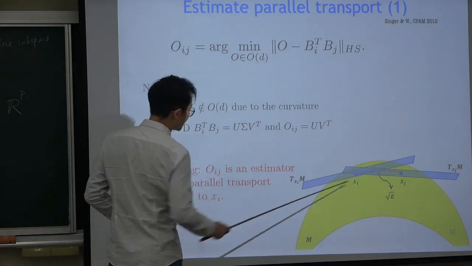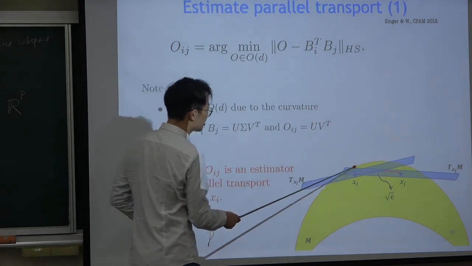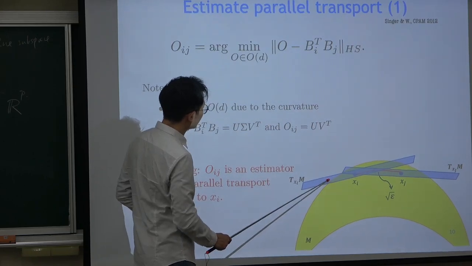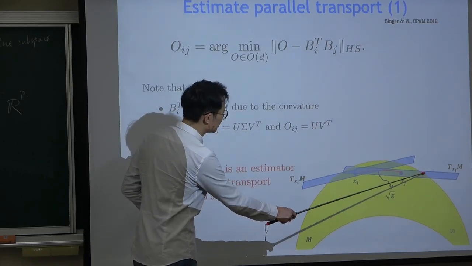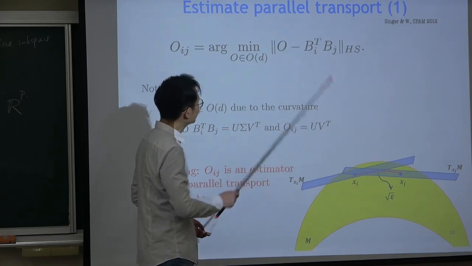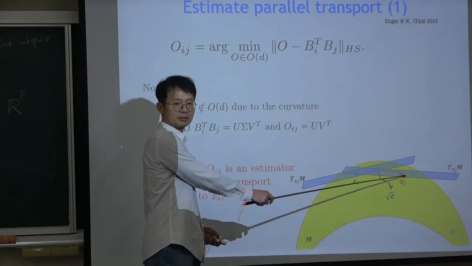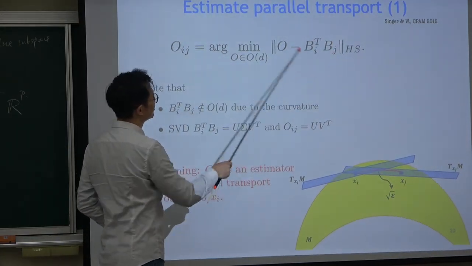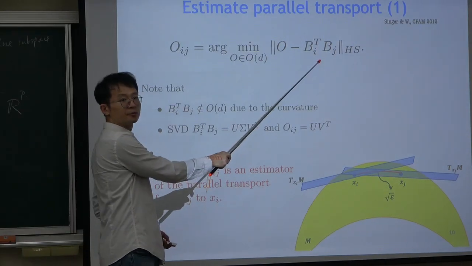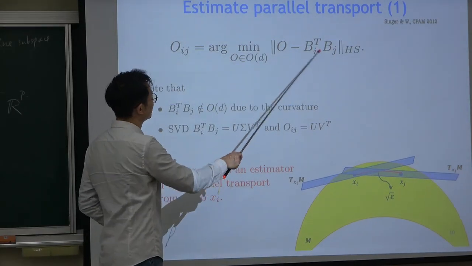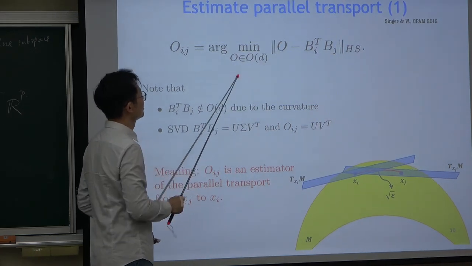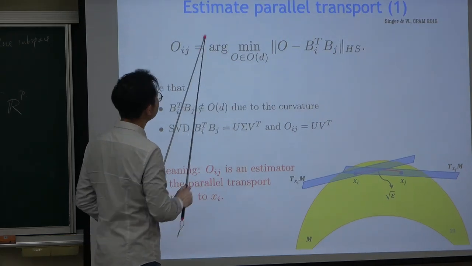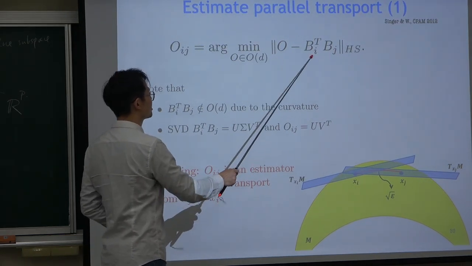So this is the picture. TXIM, and this is TXJM. And you have basis BI here, and BJ there. And clearly, BI and BJ do not span the same spaces. So BI transpose BJ obviously cannot be an orthogonal matrix. If it is not orthogonal, we fit an orthogonal matrix to it by minimizing the Hilbert-Schmidt norm of O minus BI transpose BJ.